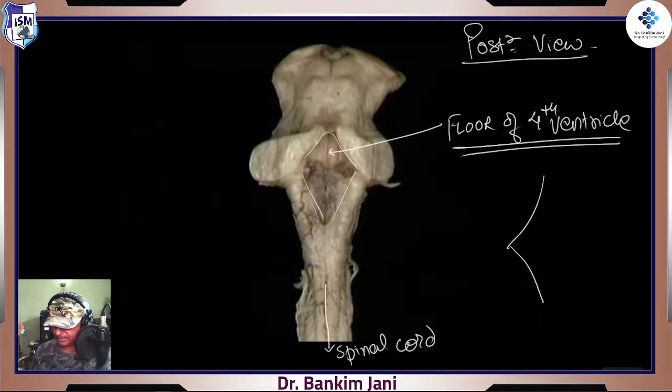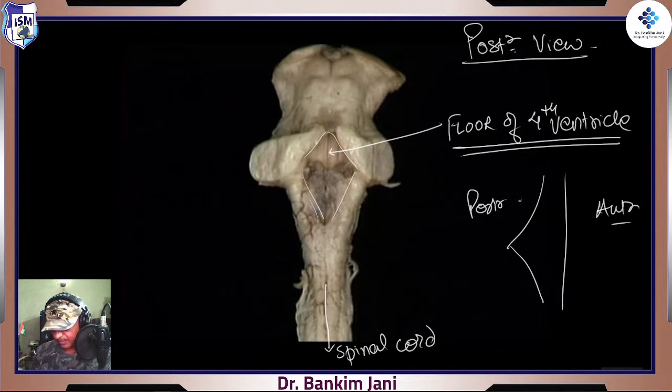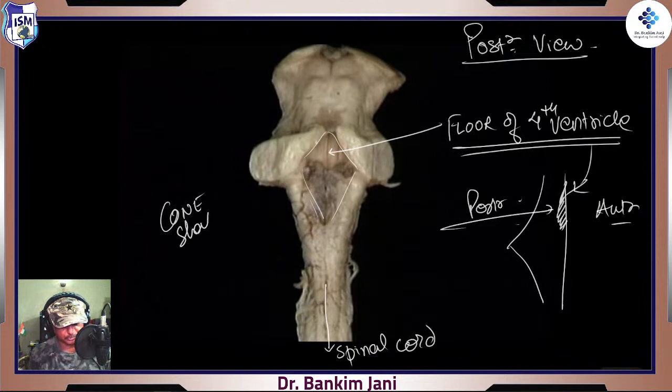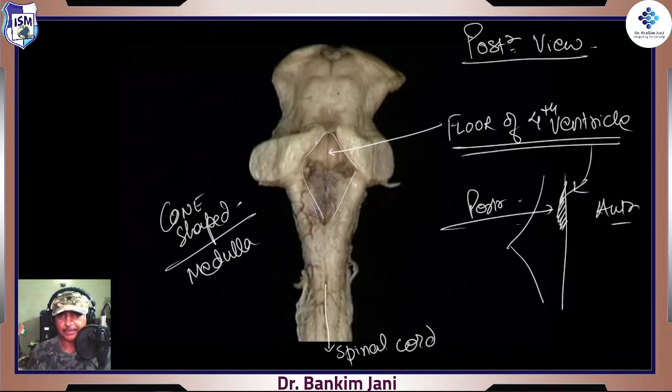That means the fourth ventricle is situated somewhat like this, right? This is anterior, this is posterior. We are watching it over here, so that's why we are watching this area. That is the floor of the fourth ventricle. Fine. And this is the medulla oblongata, which is cone shaped or oblong shaped, right? Oblong shaped medulla. We are watching the posterior portion. Okay.